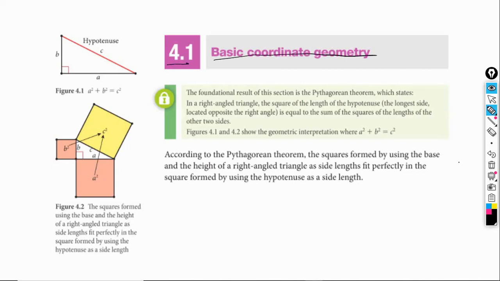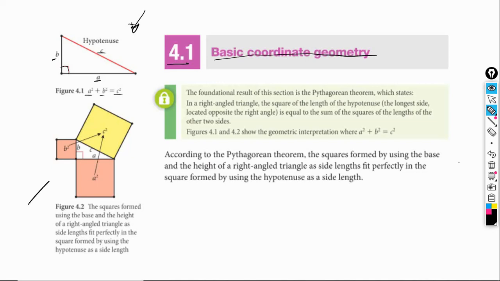So the first thing that we have to remember is the Pythagorean theorem. So take a look at this triangle here to the left. Notice that we have a right-angled triangle with legs A and B and a hypotenuse that is marked as C. So the Pythagorean theorem tells us that A squared plus B squared is equal to C squared.